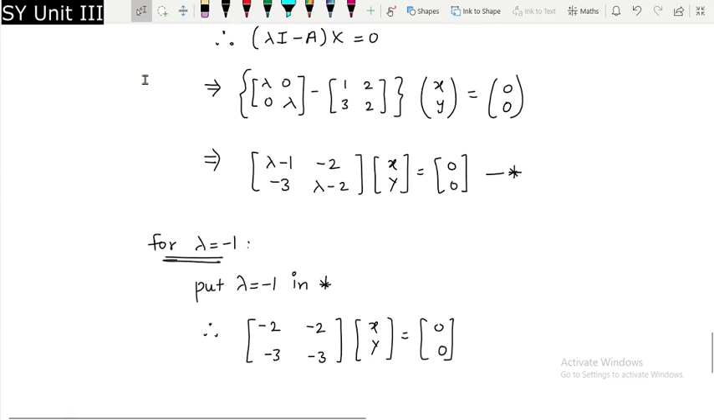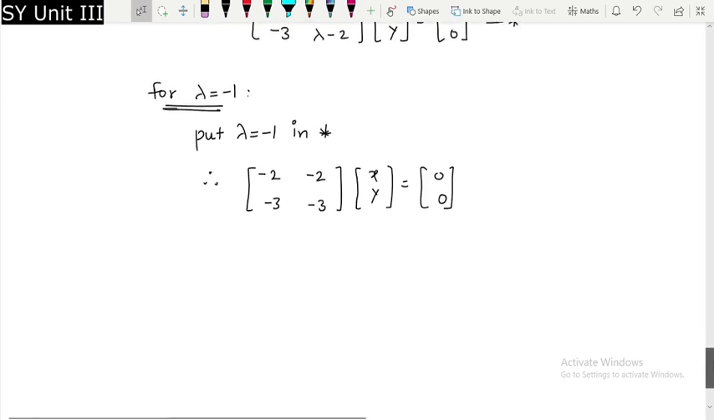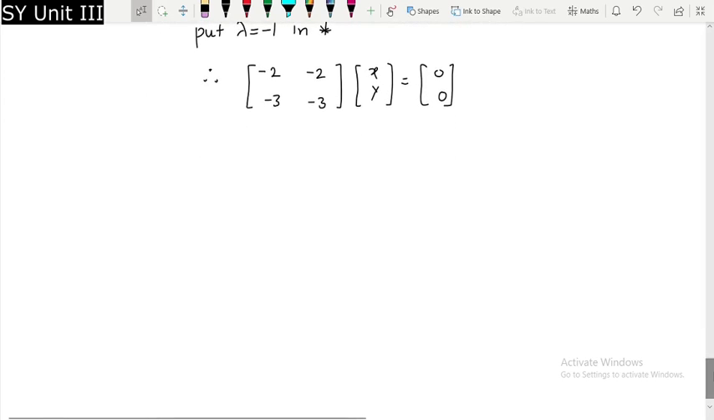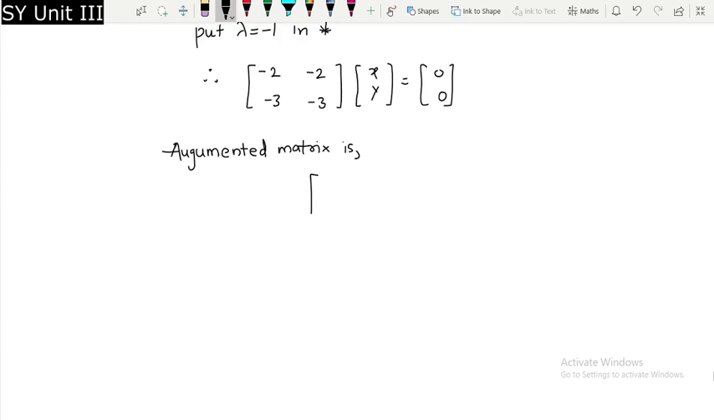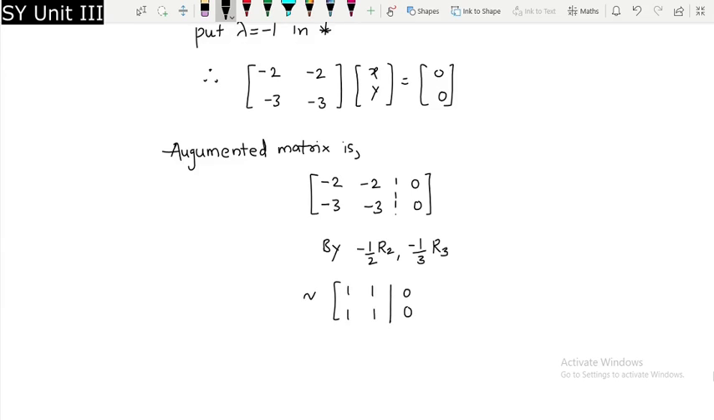Now you have to solve this system. There are many ways to solve it. I will consider the augmented matrix. The augmented matrix is minus 2, minus 2, minus 3, minus 3, with 0 0. We could have solved this directly as well, but doesn't matter. Now I'll apply minus 1 upon 2 r2 and minus 1 upon 3 r3. By performing these operations you get 1 1 and 1 1, with 0 0, still not in echelon form. So I'll perform the r2 minus r1 operation. Now you'll get the echelon form.